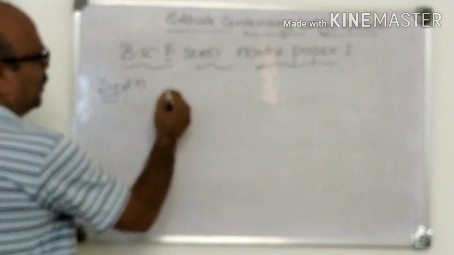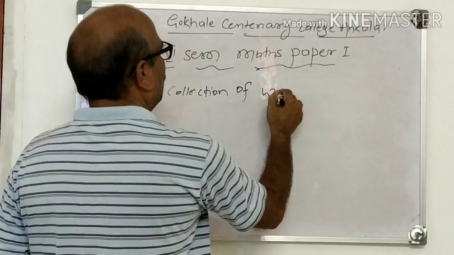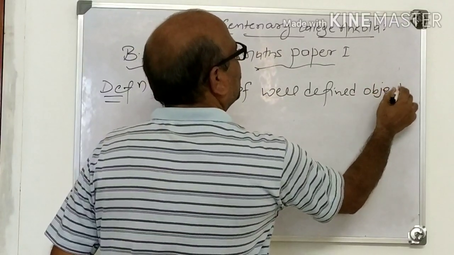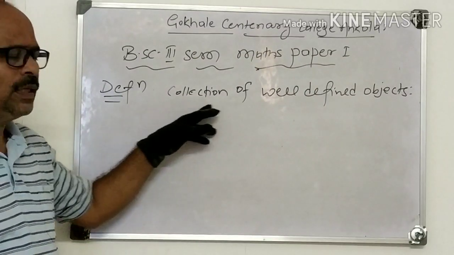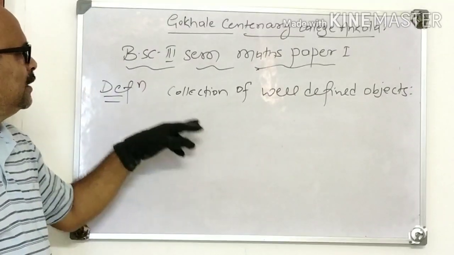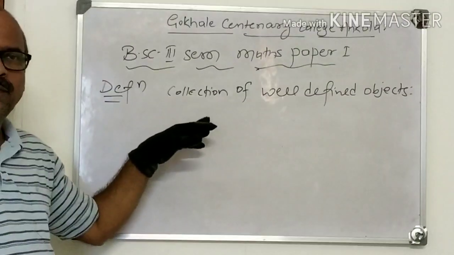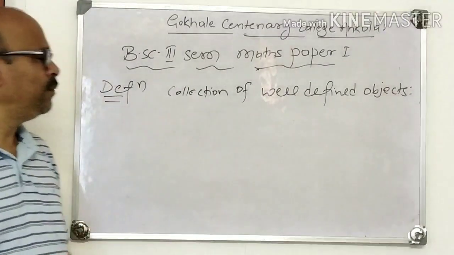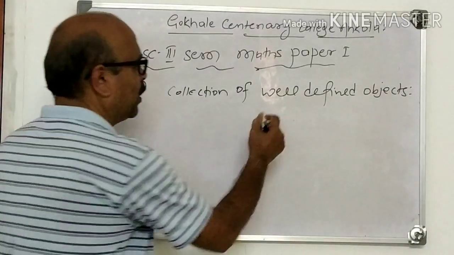What is a set? How to define it? A set is a collection of well-defined objects. I already told you that you have already studied this set theory from fourth or fifth standard. Set theory in PUC first year, second year also you have studied. What is the definition of a set? A set is a collection of well-defined objects. This is important. Well-defined.